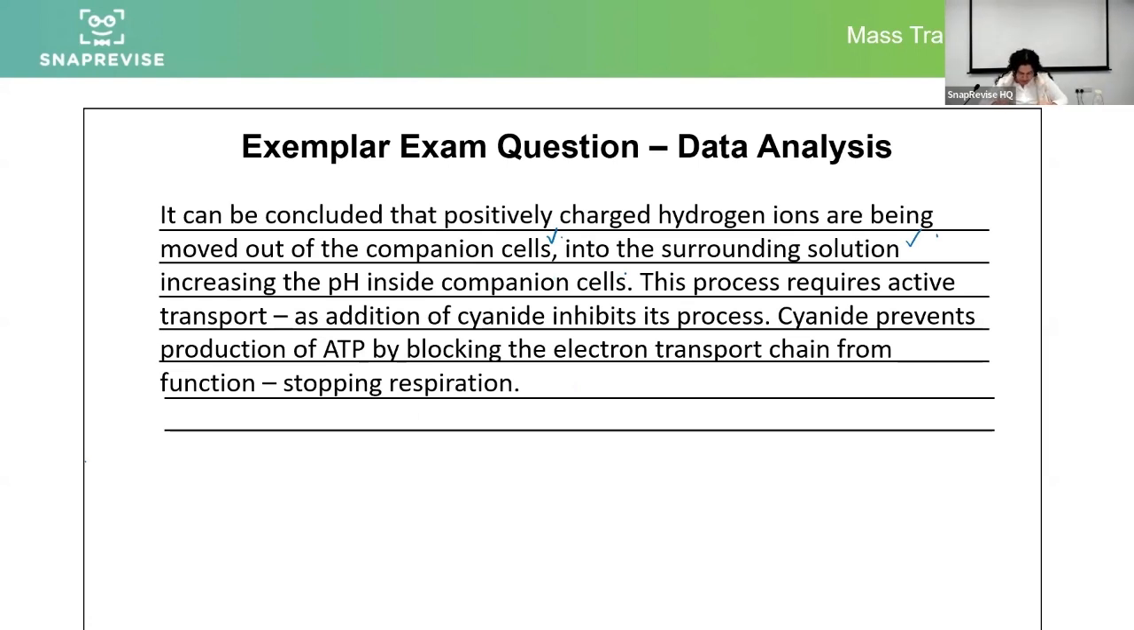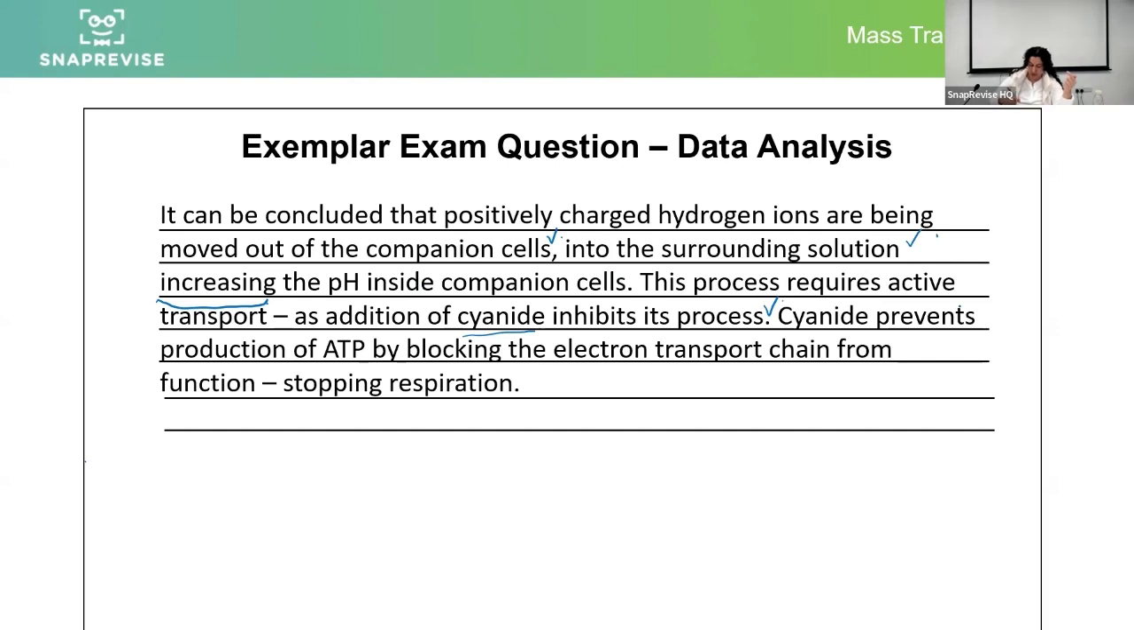Sorry, there's a little bit of a mistake here, actually. Positively charged hydrogen ions are being moved out of the companion cells into the surrounding solution, increasing the pH inside the companion cells. Sorry, my bad, it's the end of the day. Less hydrogen, lower pH, higher pH. This process requires active transport, as addition of cyanide will block its progress.